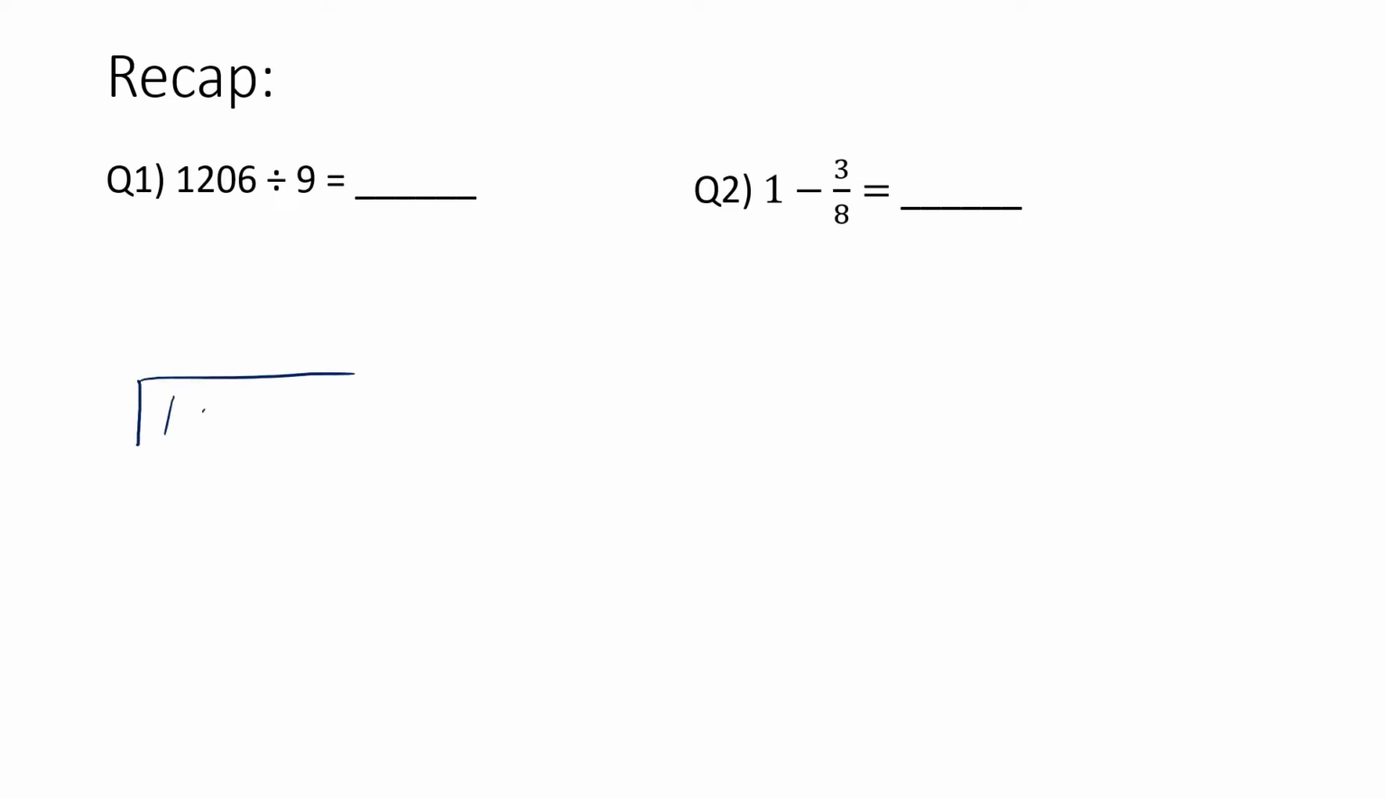We've got 1,206 divided by 9. So how many times does 9 go into 1? It's 0, carry the 1. How many times does 9 go into 12? Well, it's 1 time with a remainder of 3.